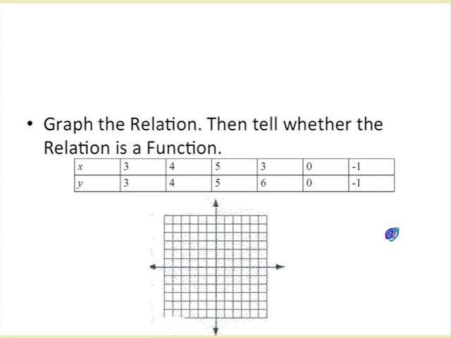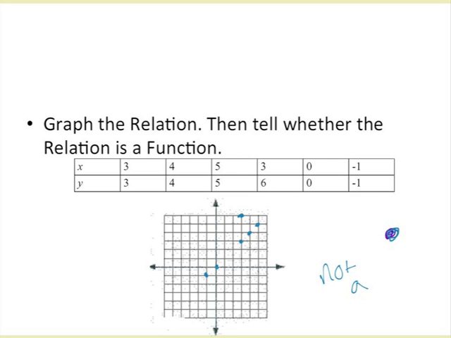Okay, so I begin by plotting the points. We have a point at 3, 3, 4, 4, 5, 5, 3, 6, 0, 0, and negative 1, negative 1. And again, we don't want to connect the dots here at all and assume any patterns between these points, no matter how nicely they look like they're fitting together. Then we need to determine if this is a function or not. Is this a function or not? It is not a function.